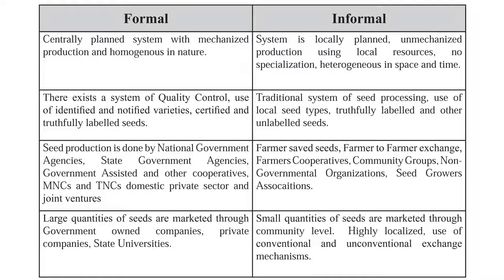In informal system, farmer saved seed, farmer to farmer exchange, farmer cooperatives, community groups, non-governmental organizations, seed growers association. In formal seed production, large quantity of seeds are marketed through government-owned companies, private companies and state universities. In informal, small quantity of seeds are marketed through community level. Highly localized use of conventional and unconventional exchange mechanisms.